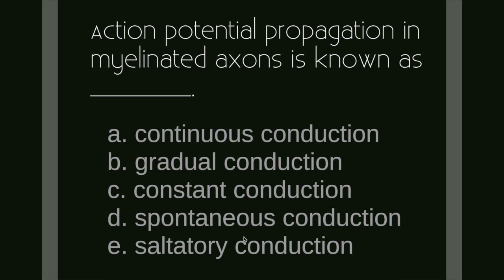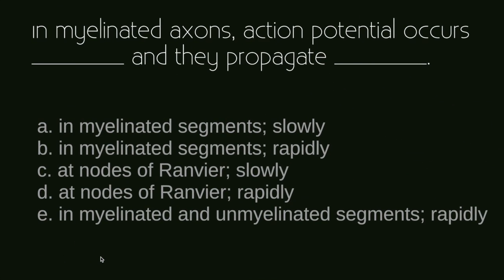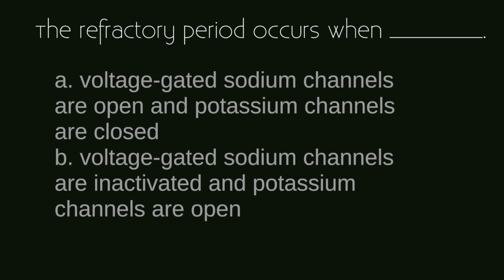Action potential propagation in myelinated axons is known as... and the correct answer is E, saltatory conduction. In myelinated axons, action potentials occur at the nodes of Ranvier, and they propagate rapidly, so D is correct. The refractory period occurs when the voltage-gated sodium channels are inactivated and potassium channels are open.